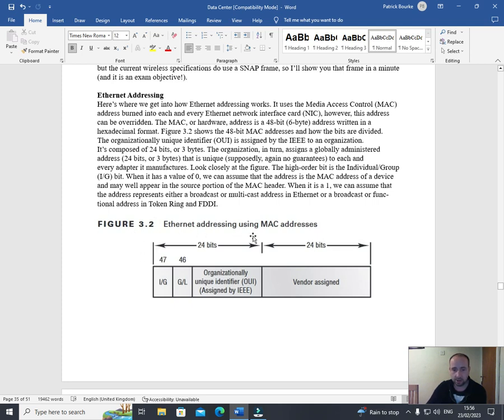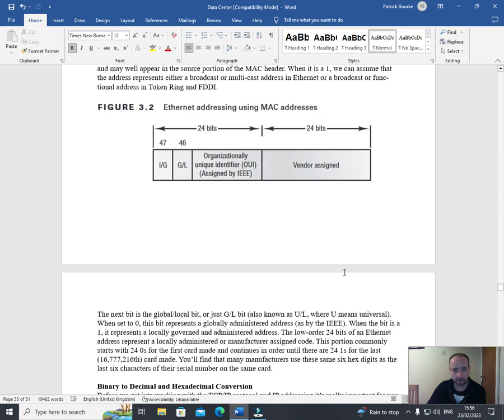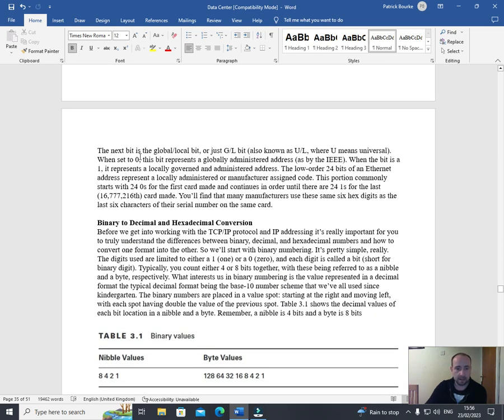Figure 3.2, Ethernet addressing using MAC addresses. So see here, 24 bits, 47, 46 IG GL, organizational unique identifier OUI assigned by the IEEE vendor assigned. The next bit is a global local bit, or just GL bit, known as UL, whereas U means universal. When set to 0, this bit represents a globally administered address as by the IEEE. When the bit is at 1, it represents a locally governed and administered address.